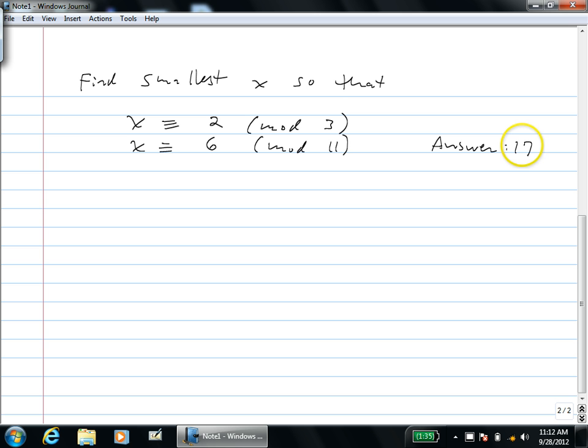The answer is 17, and it's true that 17, when you mod it by 3, meaning divide by 3 and take the remainder, you do get 2. And 17 mod 11, 17 divided by 11 is 1, remainder 6. So it does work. But now I want to show you a process. What if you couldn't figure it out by messing around with numbers? I'm going to show you a process.